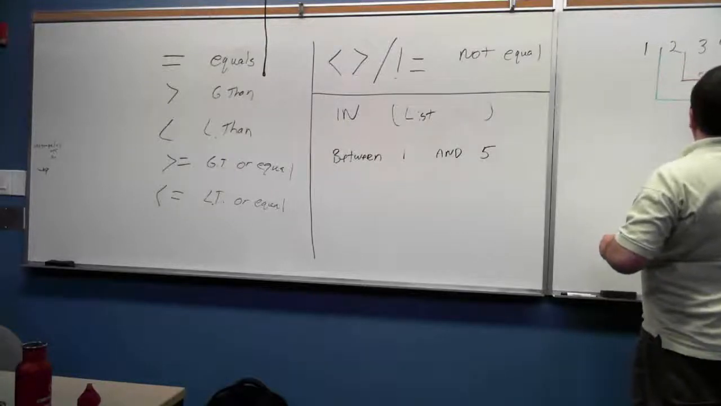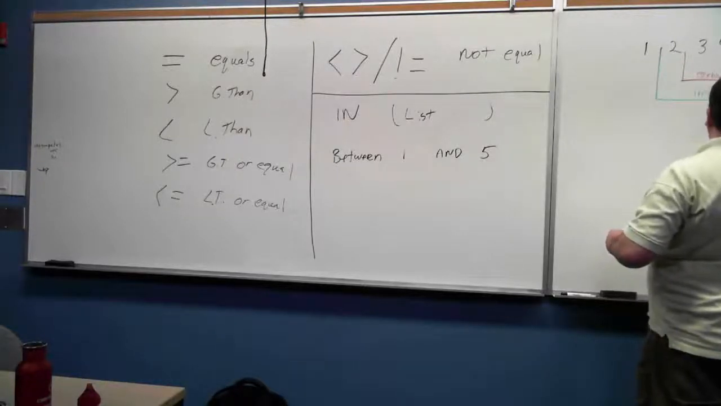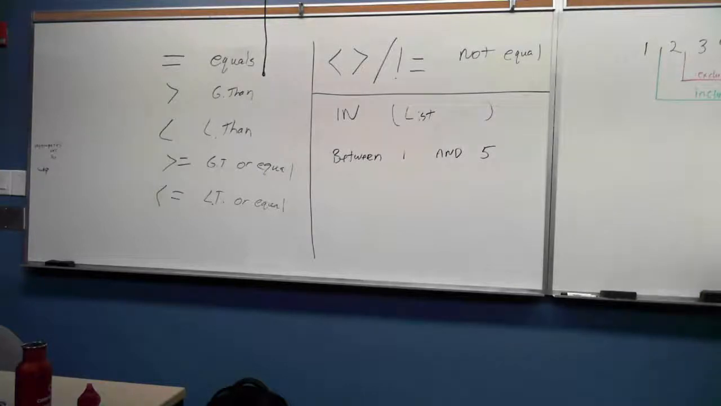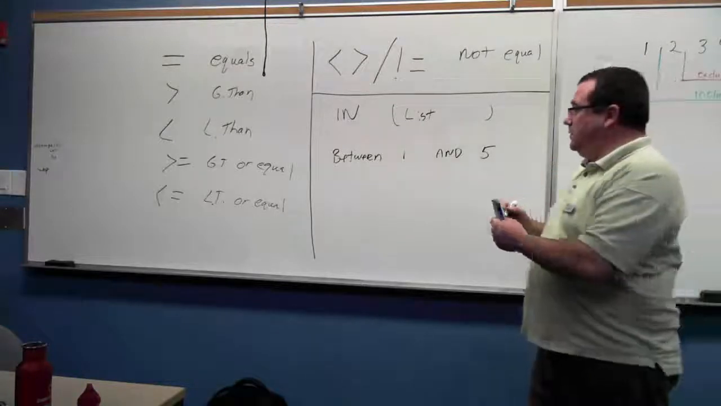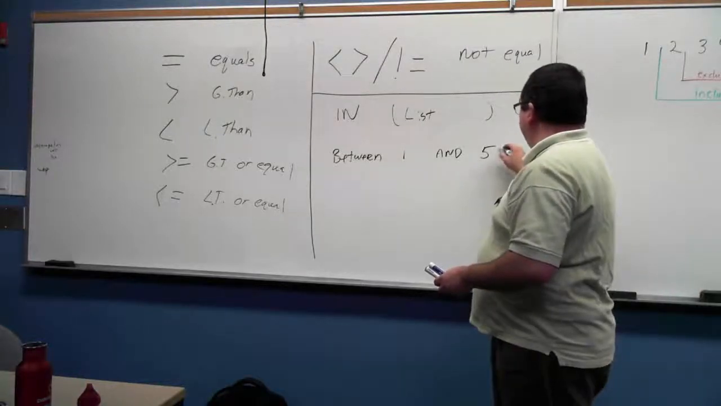This is inclusive. So when somebody asks you for a range of information that is exclusive, they don't want the end values. If you want to do inclusive, you include the end values in it. So between is inclusive.